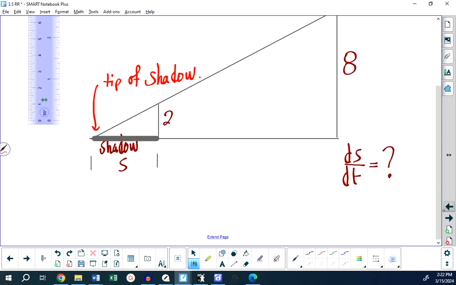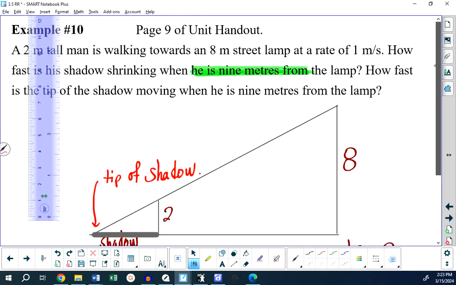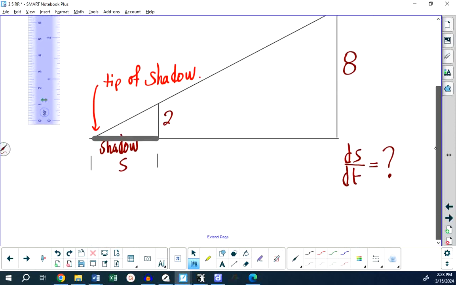We need another rate of change. You cannot find a missing rate of change in calculus if you don't have another rate of change. Well, the rate of change is that the man is moving. So what is the speed of the man? The speed of the man is 1 meter per second. But we need to measure that speed as being a rate of change of a distance. What distance? Well, why don't we call this distance x?